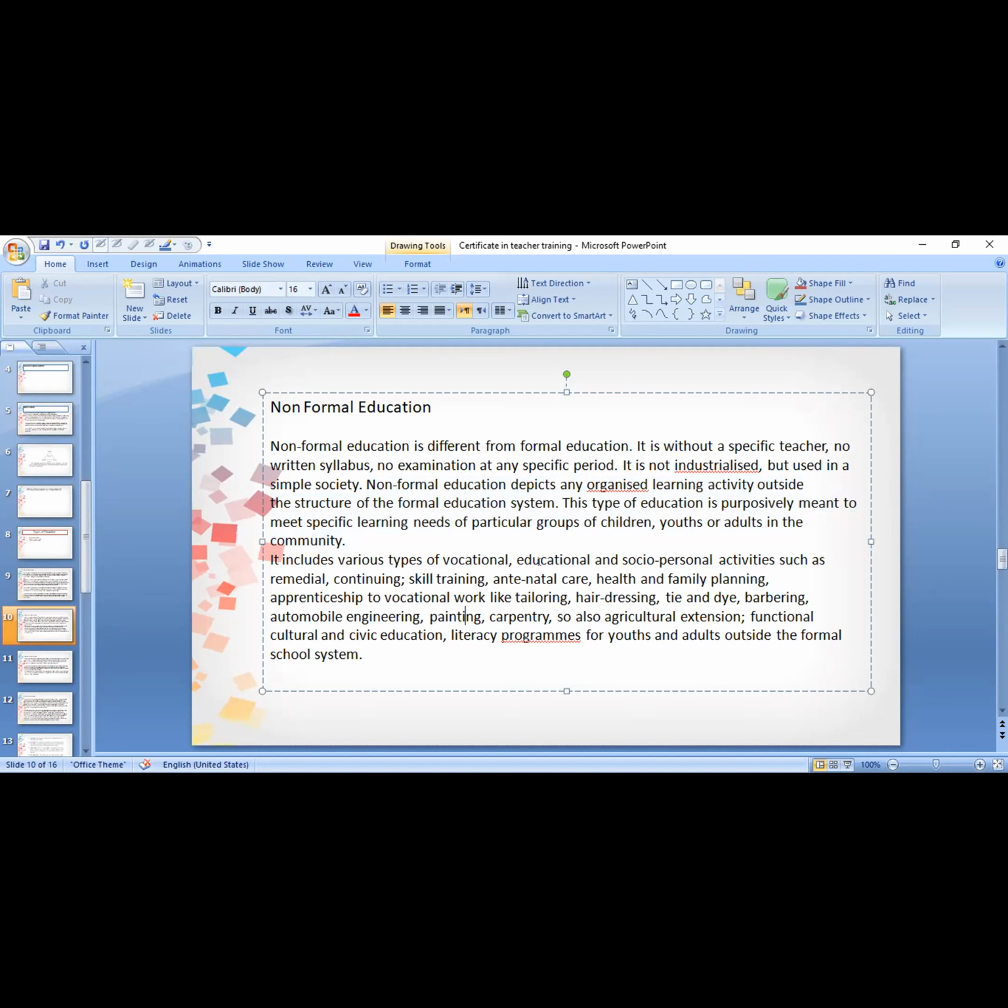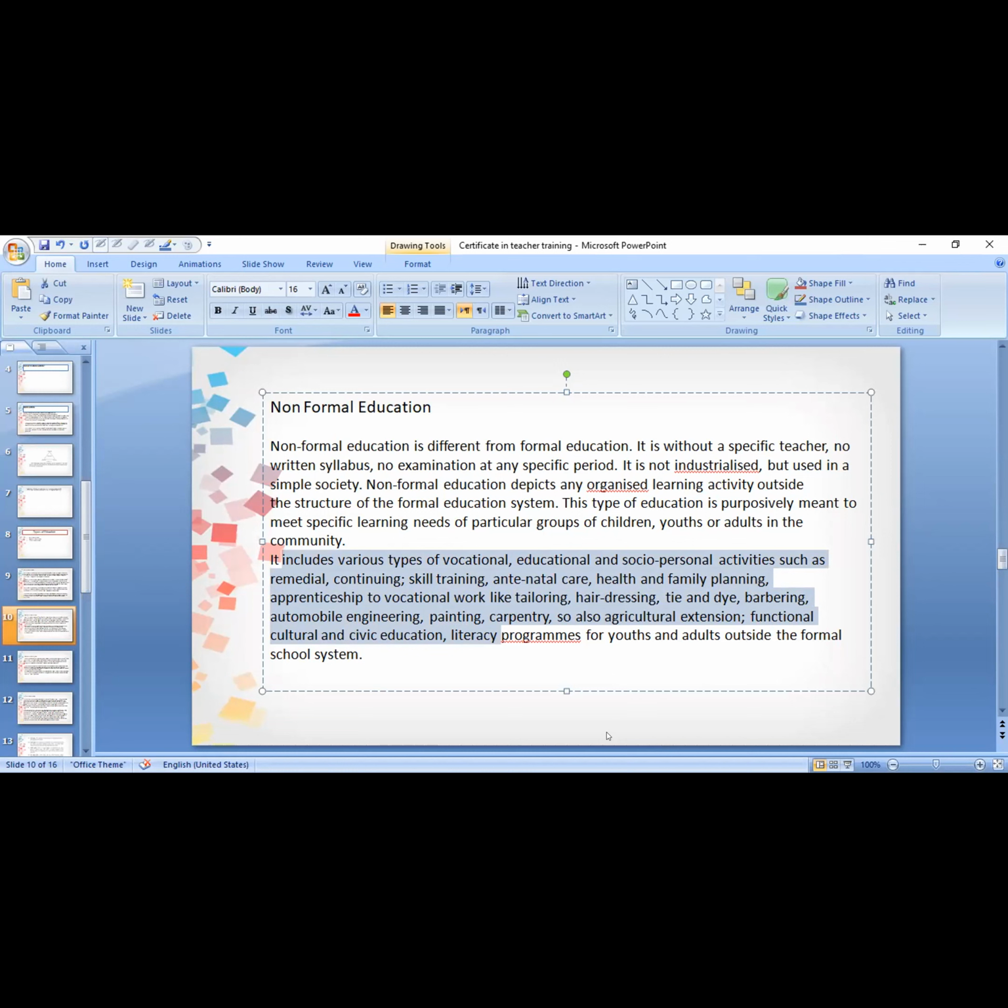It includes various types of vocational education and socio-personal activities such as remedial, continuing, skills training, antenatal care, health and family planning. Hairdressing, tie and dye, these are a few examples of non-formal education. Obviously it's not pre-planned. I mean, it's not very much planned. It is not very much structured.